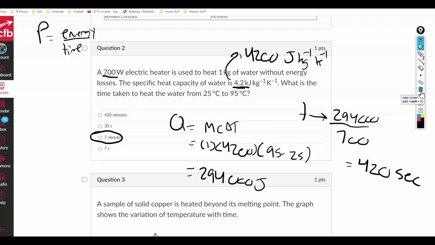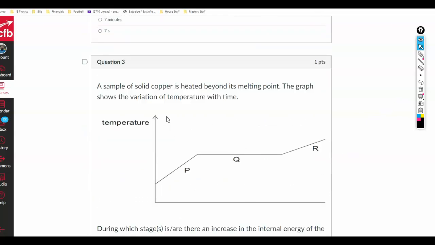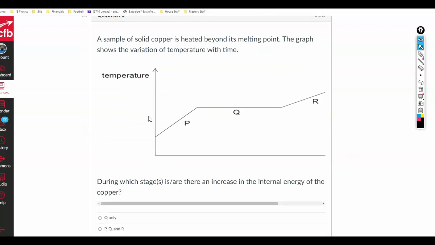Okay, so question 3. A sample of solid copper is heated beyond its melting point. The graph shows the variation of temperature with time. During what stage or stages is there an increase in the internal energy of the copper?